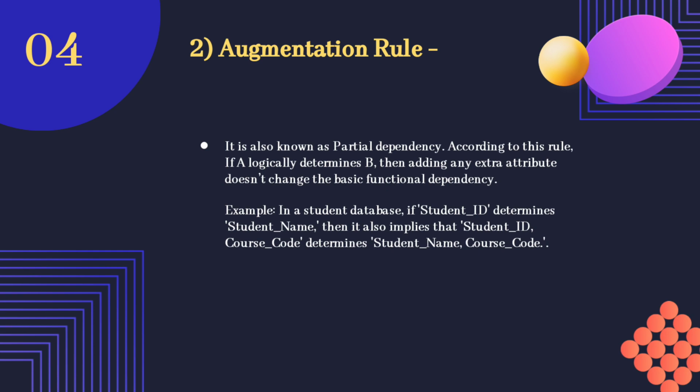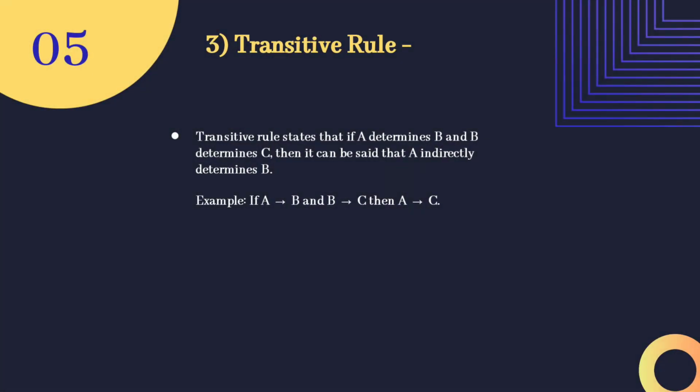Third one is the transitive rule. The transitive rule states that if A determines B and B determines C, then it can be said that A indirectly determines C, or we can say that there is a transitive dependency between A and C.